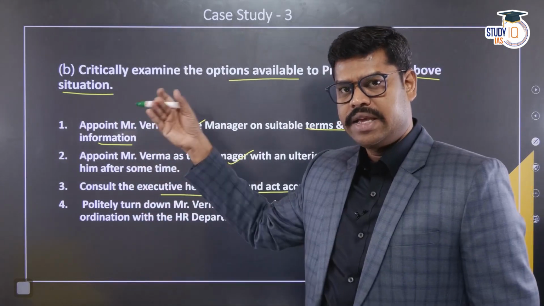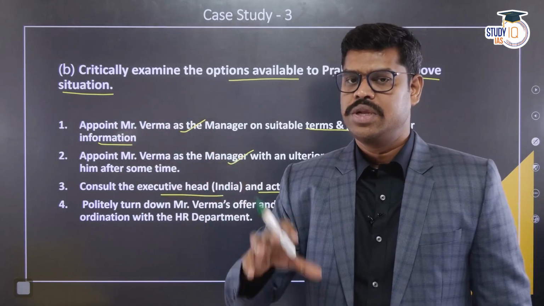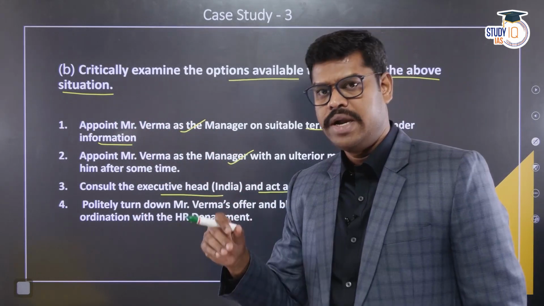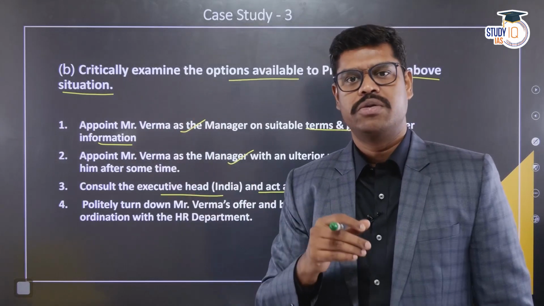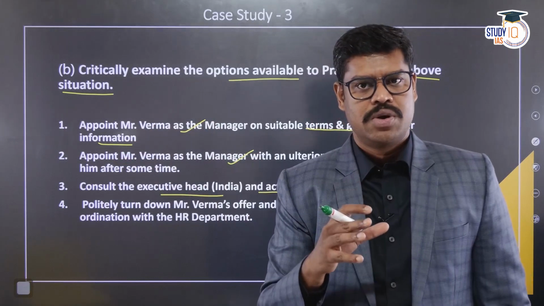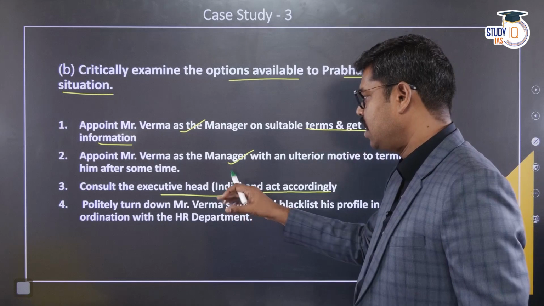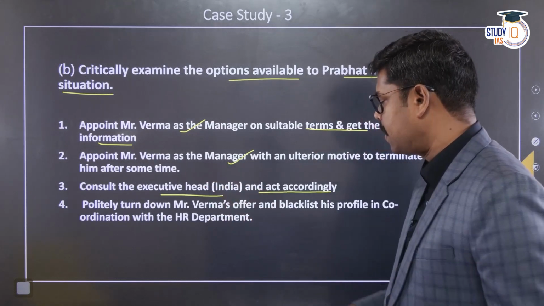Because you understand in the case study, it is for Mr. Prabhat to appoint the manager, which is within his control. So you cannot let your boss take a decision on what is within your authority, what is within your power. That shows that you are not capable of making decisions and choices. So although you can write it as an option, this is never going to be the best option.